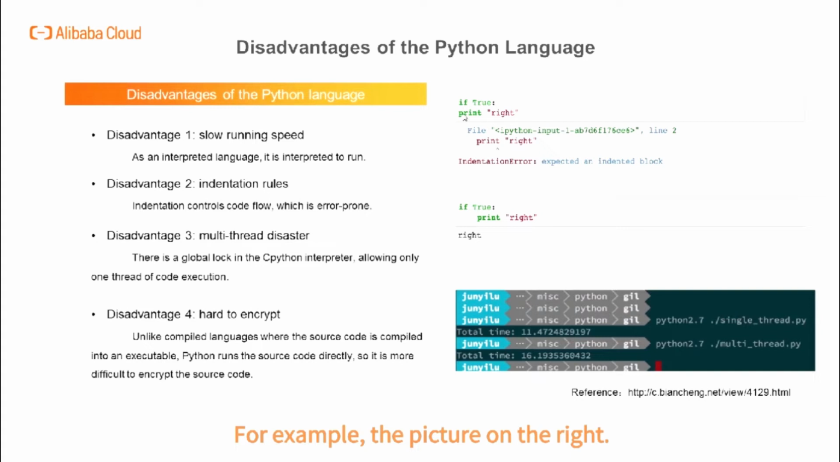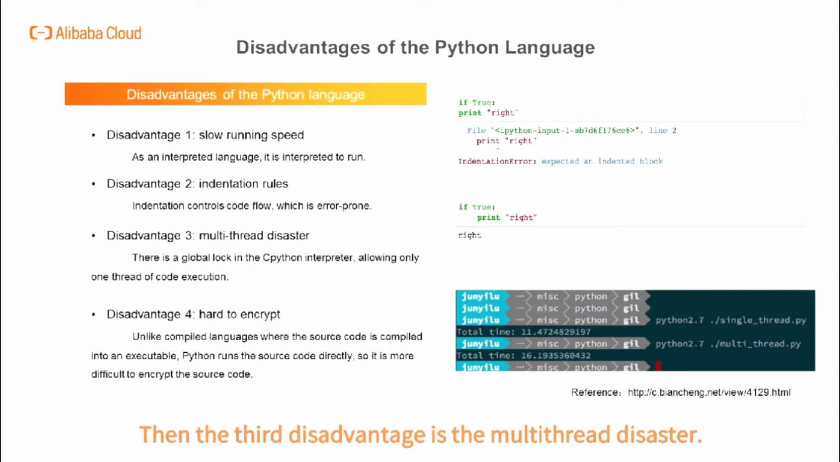For example, in the picture on the right, if true print write, then if true itself is a code block that requires the internal code to be indented. If there is no indentation at the time, Python will report an error. This is the indentation error. And then let's see the following one. The indentation is corrected, so this code can be executed correctly.